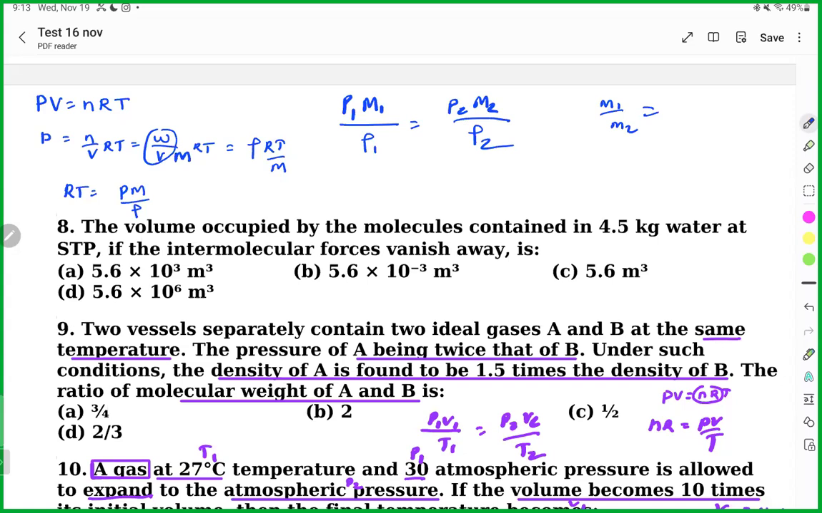So next, whose turn is this? Pratigya, 8th question. Pratigya, what is equal to STP?